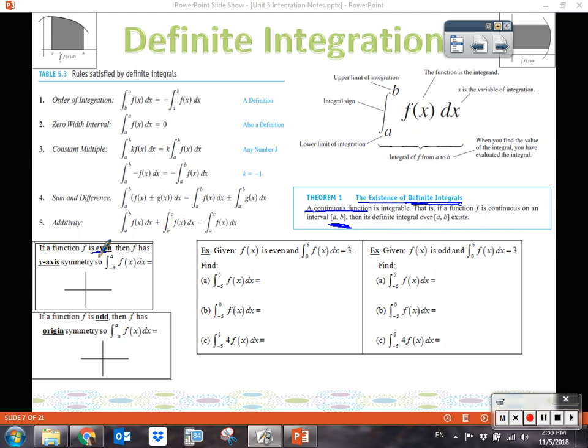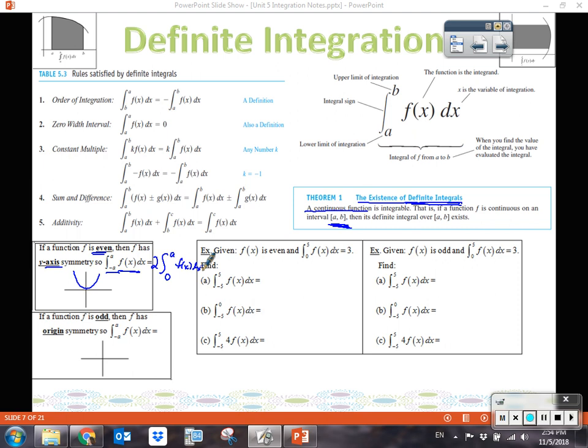So if a function is even, then it has y-axis symmetry. An example of that would be the parent parabola, y equals x squared. That's an even function. And what this tells us is that if we integrate from negative a to a, it has to be like negative 2 to 2 or negative 5 to 5, that's the only time this rule works, then the integral from negative a to a of this even function is the same thing as 2 times the integral from 0 to a of f of x dx.